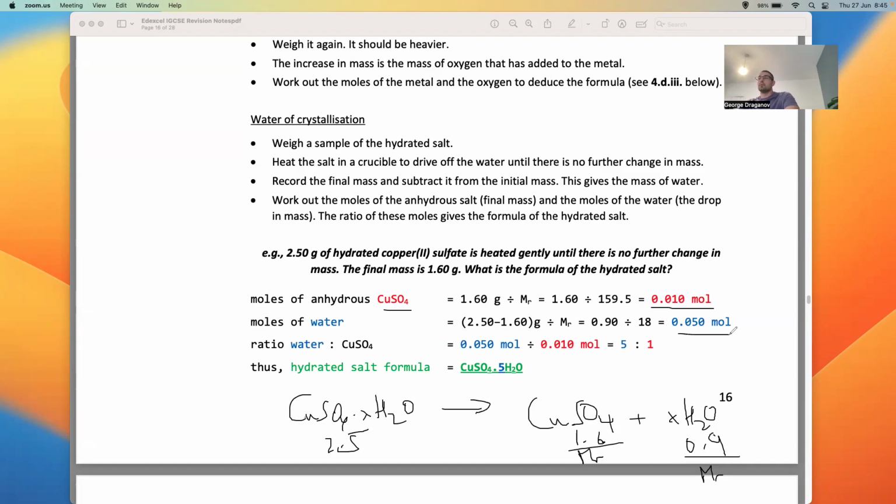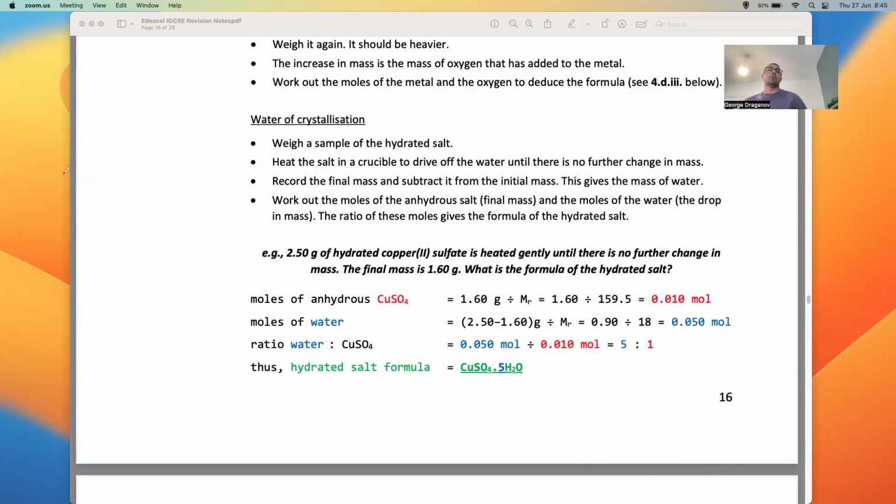Now, once you get these two numbers, your task is to find the simplest whole number ratio. To do that, we always divide the X by 1, because that's essentially 1 here. So you always divide the water by the other one. In any case, the bigger number over the small number. And you get a ratio of 5:1 in this case, which means that the X must be 5. Then you rewrite the formula of the salt as CuSO4.5H2O. So 5 water molecules within each copper sulfate crystal. And that's how you solve these.